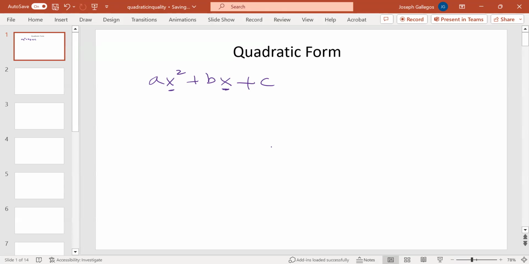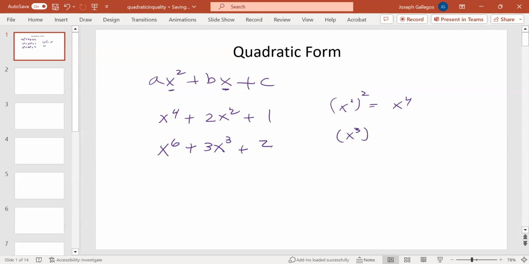So for example, if we have x to the 4 plus 2x squared plus 1. Right? If I take the middle variable x squared and square it, we get x to the 4, which is the first variable. So quadratic form. Let's look at another example. x to the 6 plus 3x to the 3 plus 2. Because I take that x cubed and square it, we get x to the 6. So the exponents have to be offset by a factor of 2 from each other.